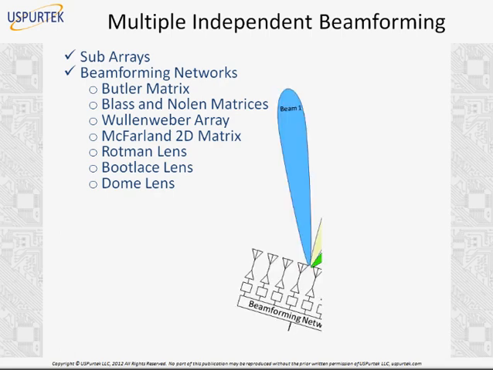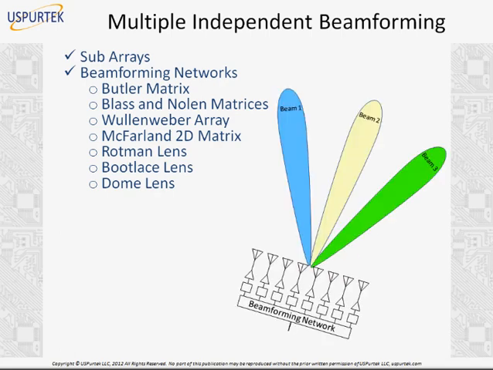Now, multiple independent beam forming. Now, arrays typically can be used to form multiple independent beams which transmit in different directions at the same time. We could use sub-arrays or we could use beam forming networks. There's a list here: a Butler matrix, Blass and Nolen matrices, Wullenweber array, a McFarlane 2D matrix, Rotman lens, and so on.